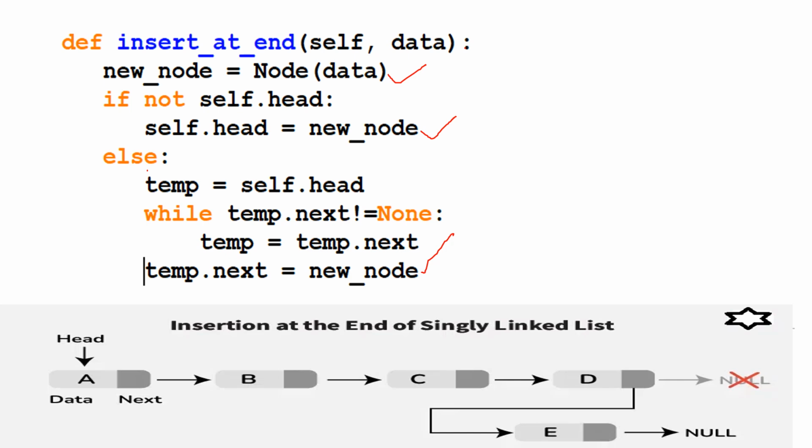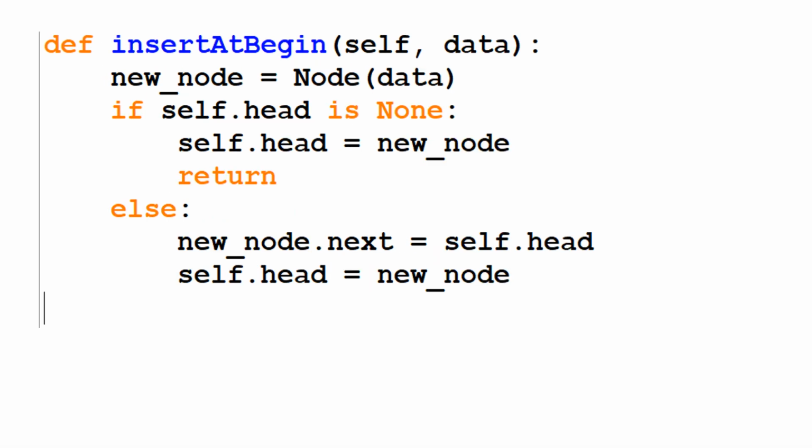Now first of all, let us understand how we are connecting the last node to the new node. The only line that you need to remember is temp next is equivalent to new node, simple. Okay, this is exactly how to insert an element or node at the end. You can see the diagram.